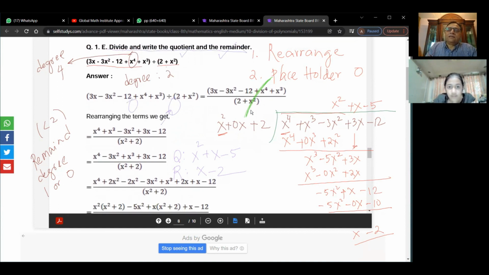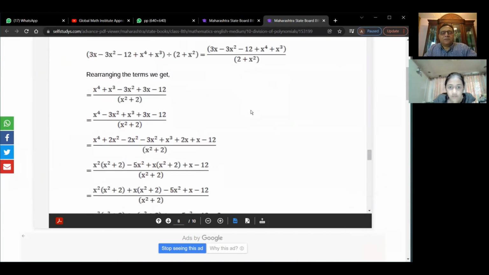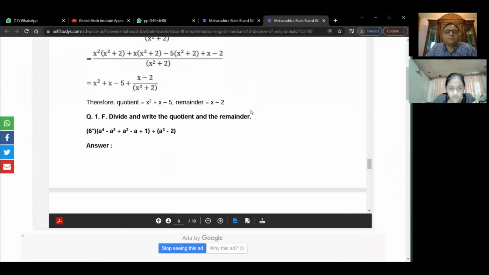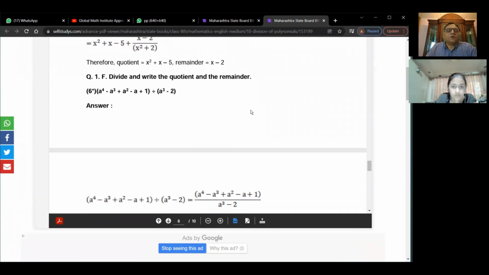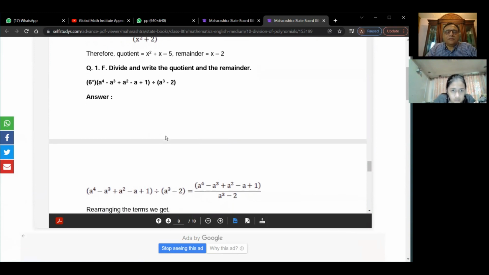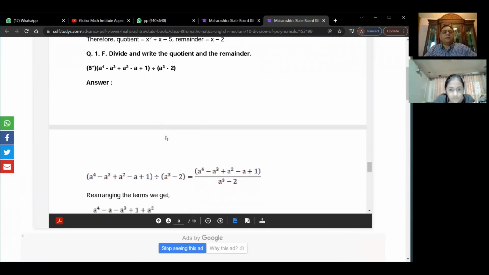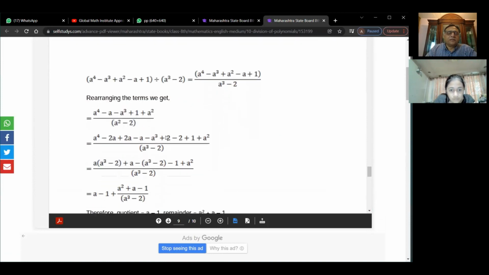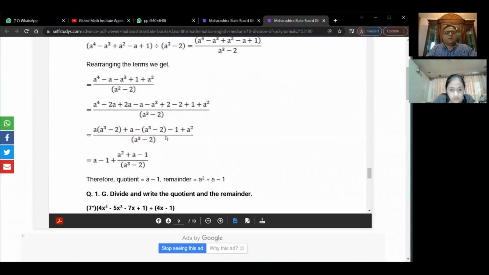So let's move on. Take another example. Next example. Very good. So this time we have 6 times all this divided by a cube minus 2, correct? I don't know why the 6 is there because when they are dividing, they have not written 6, right? Let us see if 6 is a typing error or what. They have not used 6 at all, correct? Okay, so 6 is not there.